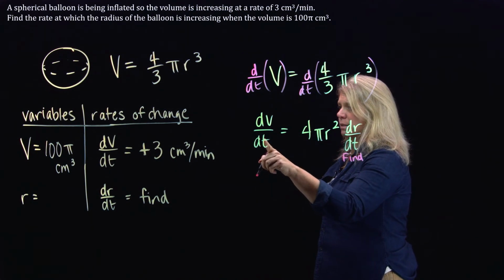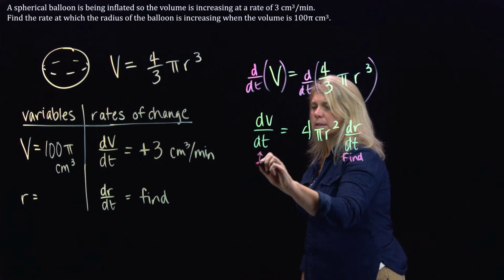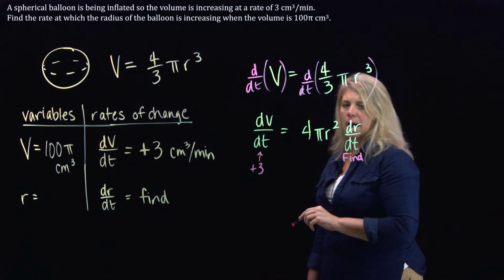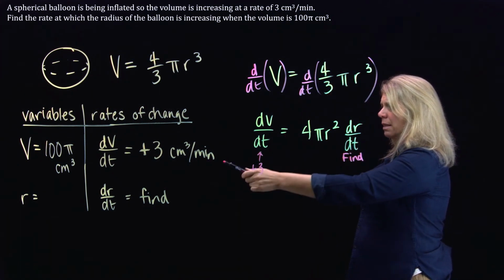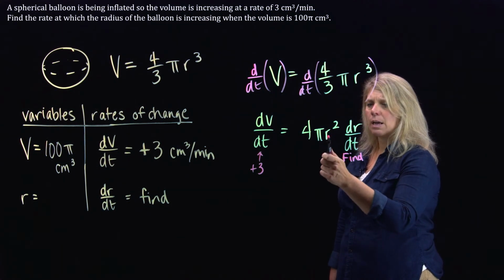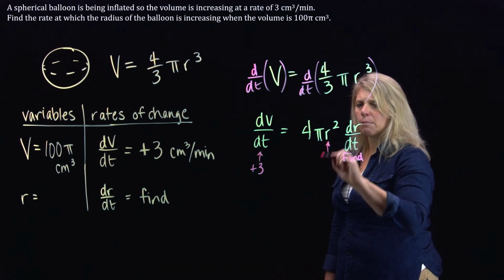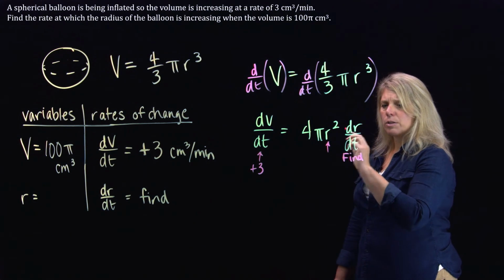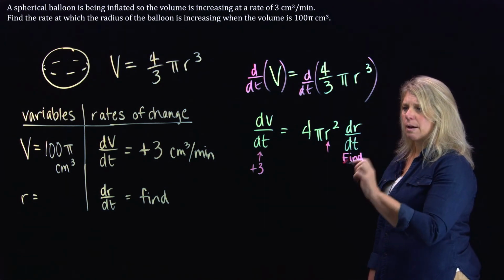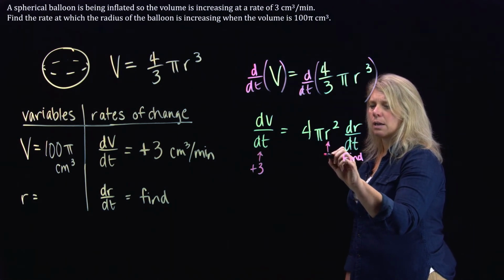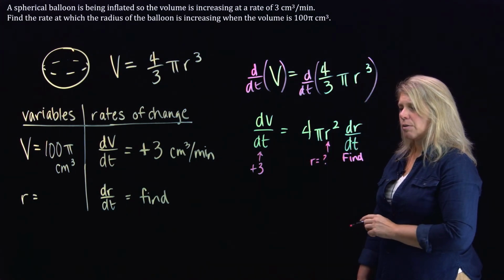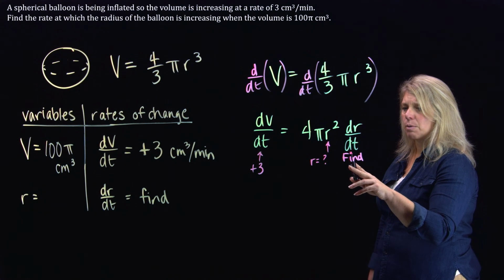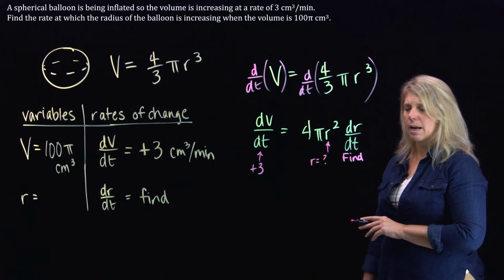We're given dV/dt, so we're going to put positive 3 in place of that. But there's a little bit more information. We're given this information about volume, and we need actually a number to plug in for r. So before we can finish this problem, we do have to do a little bit of extra work here. I need to find r when V is 100 pi in order to answer this problem and find the dr/dt that we're being asked to find.